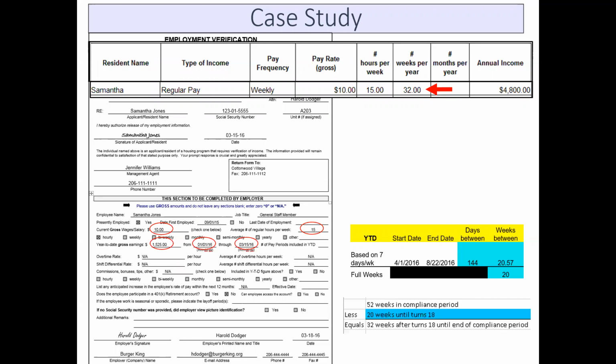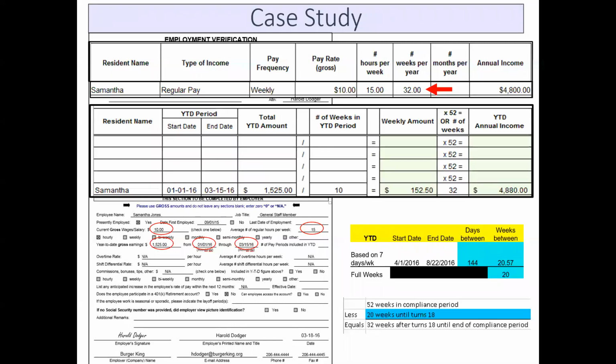Okay, so we have 52 weeks in the compliance period. Remember, we're looking forward. 20 weeks until she turns 18. So we're going to count 32 weeks after she turns 18 until the end of the compliance period when we're looking at her income. We're going to count that same 32 weeks when we're looking at annualizing her year to date. So from January to March 15th, she earned $1,525. That is a total of 10 full weeks.